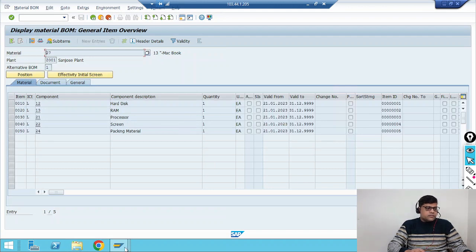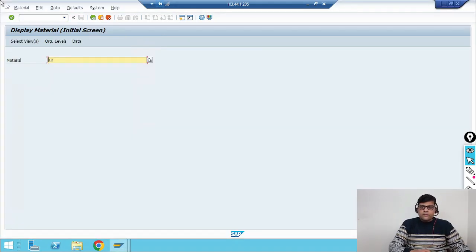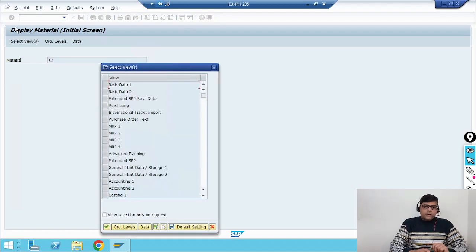here in this component, some costing information is also there, and this costing information is important from the calculation point of view. Let's go to the same material, and we will check the costing information which is there in the costing tab.